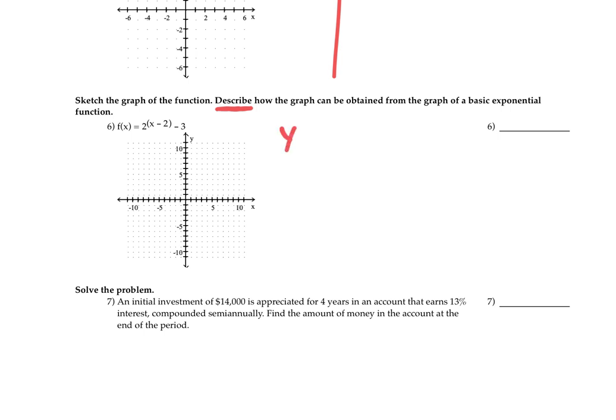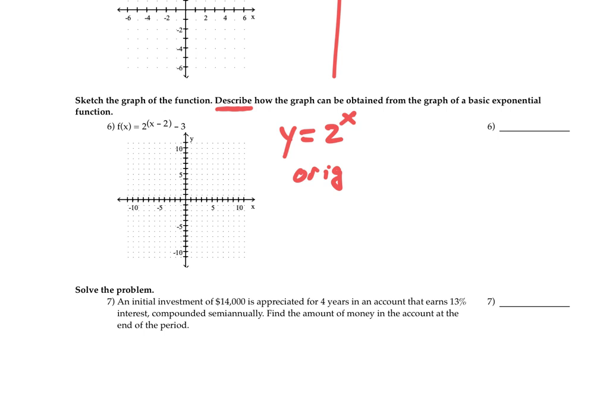Some people have kind of asked me, like, what are we comparing it to? Y equals 2 to the x is what we would call the original function. You don't necessarily have to graph the original function. If you want to, you can, just to show the changes that are taking place. But that's the graph we're comparing it to. So the 2 is part of the original equation. There's no changes that the 2 is doing.